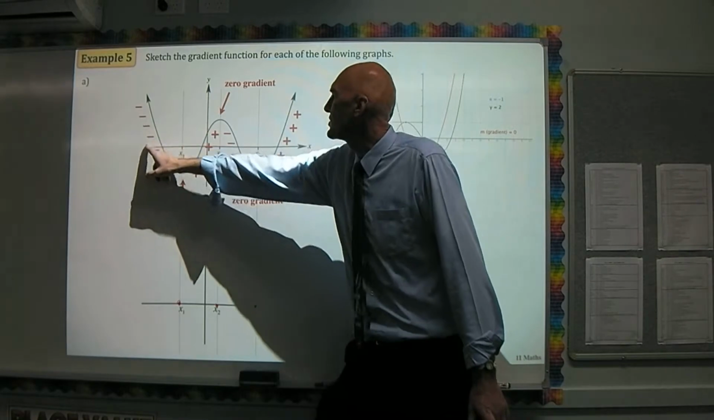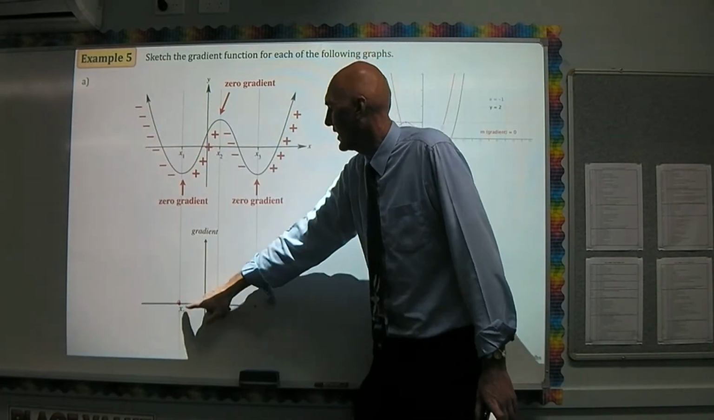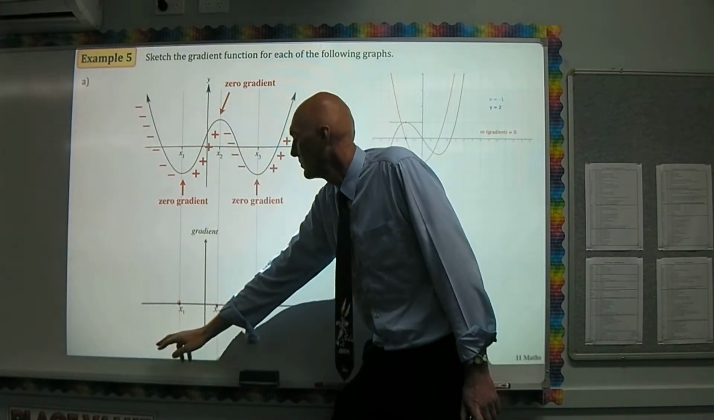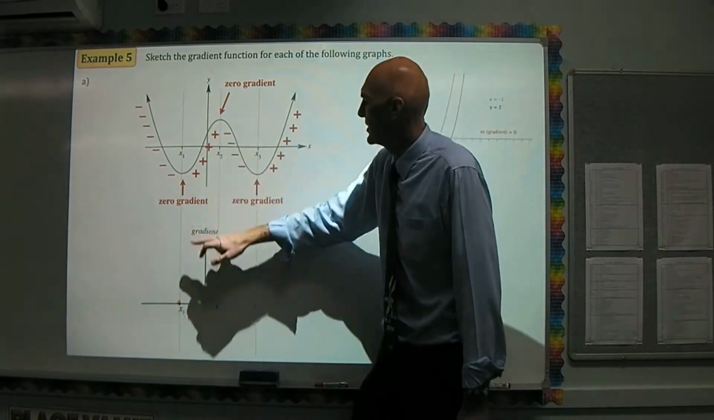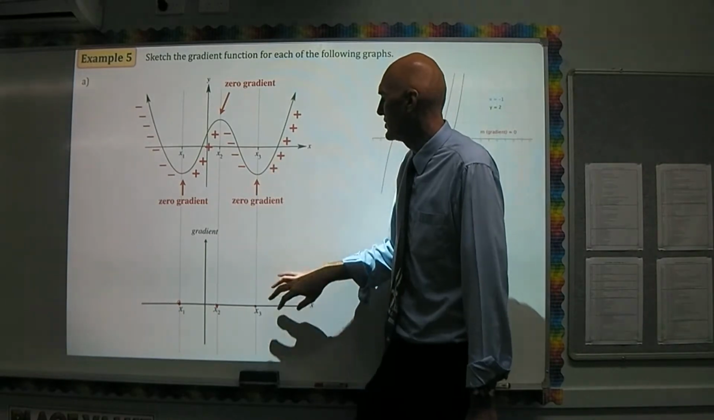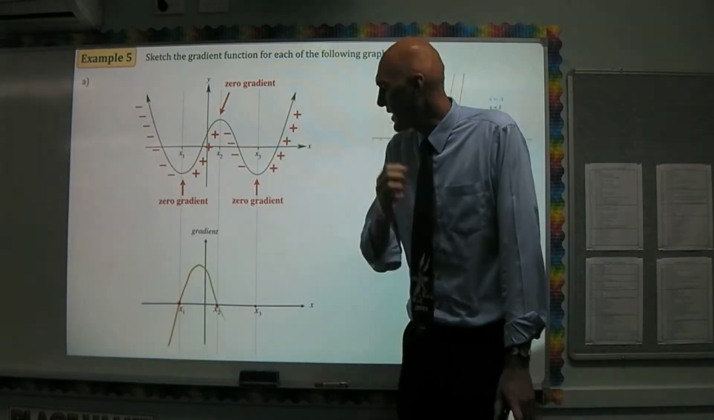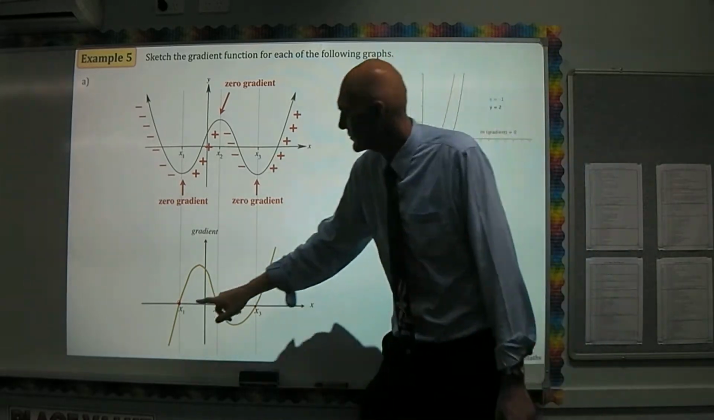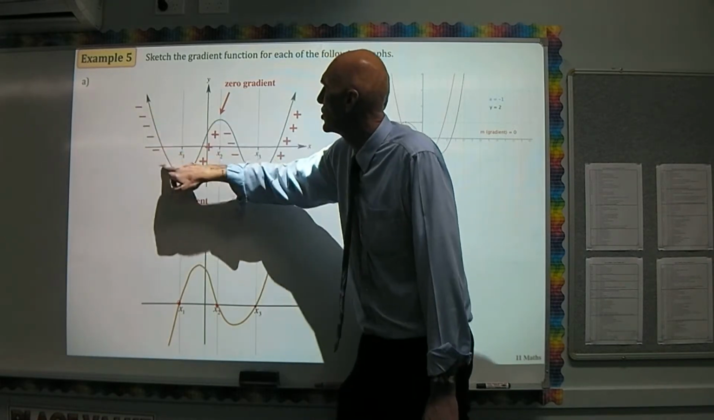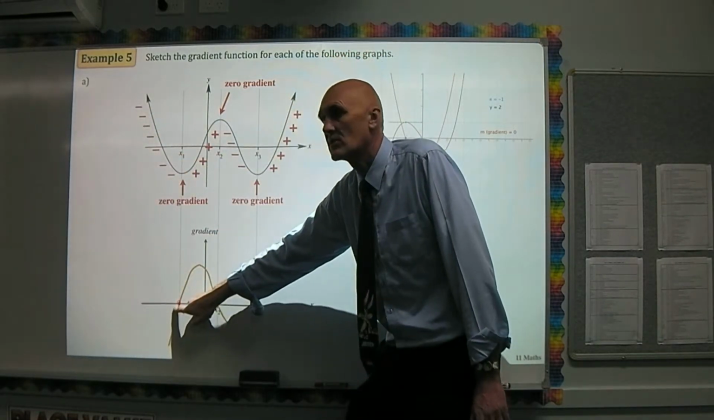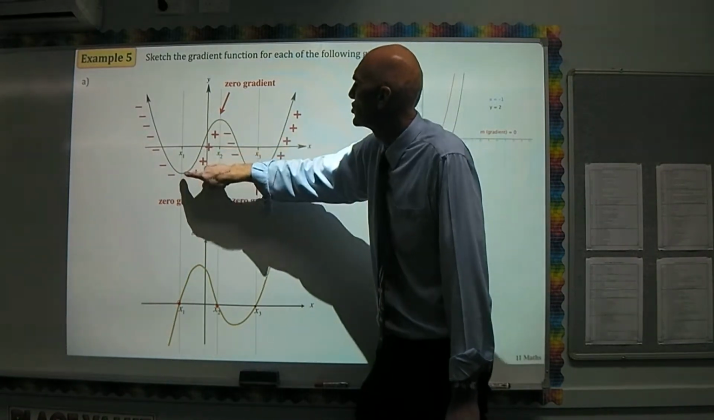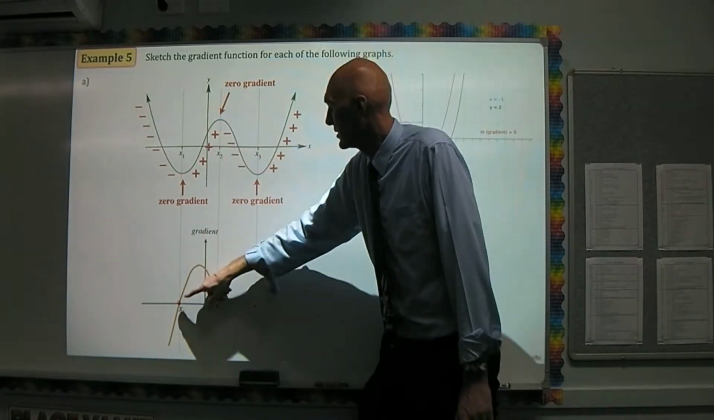Now, is the gradient positive or negative to the left of x1? Negative. Does that mean it'll be below or above? Below. Negative means below. Positive means above. And when I start to draw my graph in, let's see if this matches up. Is the graph to the left of this dotted line? It should be negative. It should always be underneath the x-axis. Yes. The graph here, all the way out to x2, should always be above the x-axis, which it is.